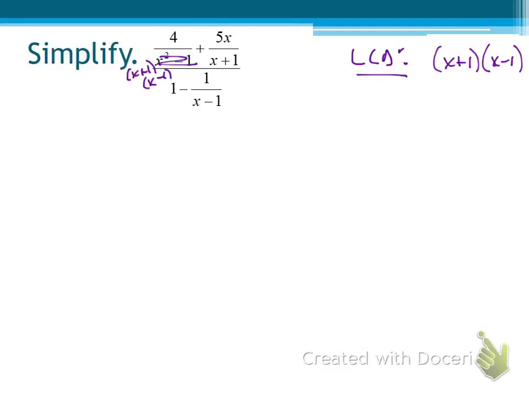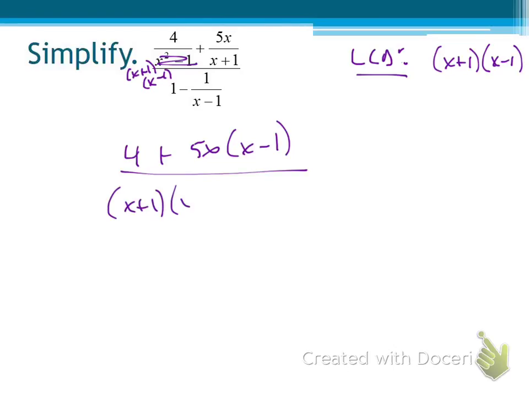missing. Right? The first tiny fraction is not missing anything, so it stays a 4. The next one is missing the x minus 1, so we multiply the 5x by x minus 1. The bottom left guy is missing both, so we multiply x plus 1 times x minus 1. And then we've got a minus 1 times, it's missing the x plus 1. Now we want to simplify, distribute, multiply together, whatever we can.